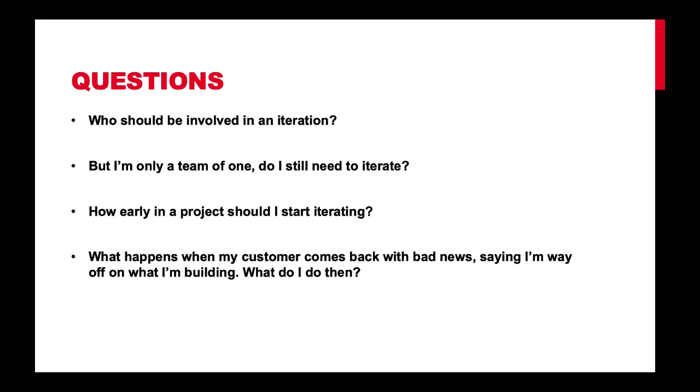And what happens when your customer comes back with bad news saying, I'm way off what I'm building? What do you do then? You move. This is agile, right? One of the things you will hear me say repeatedly in this class is you do not do agile, you are agile. If you're agile in real life, if you're athletically agile, it means you can move quickly. You can jump back and forth. That's the same thing. If we work in small iterations, it gives us tons of leverage to be able to shift our software development processes.